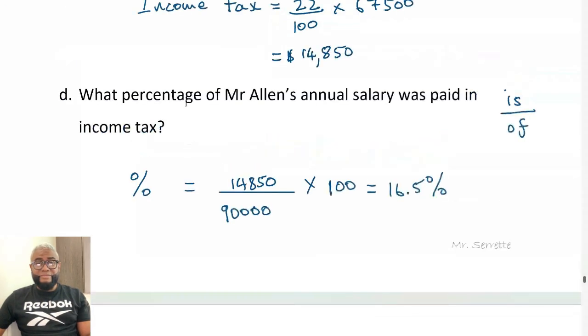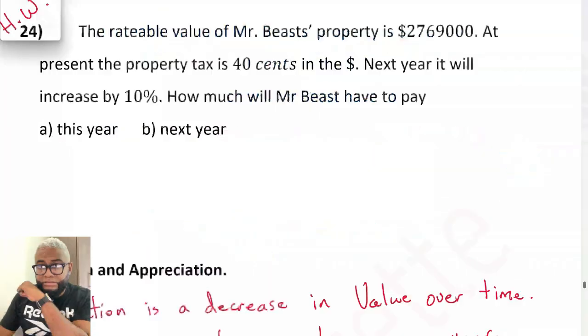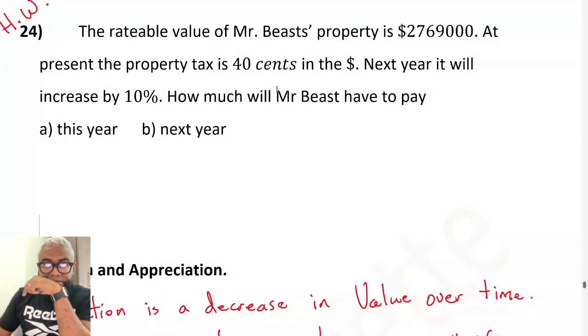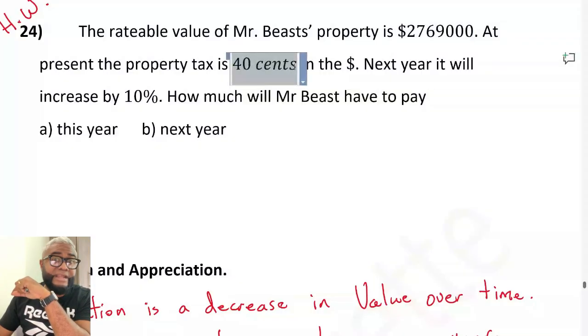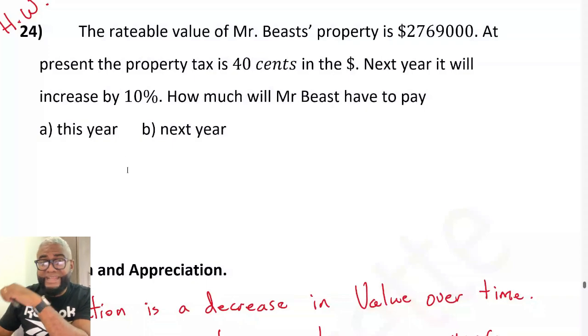I see some people writing, all right. 40 cents on the dollar, right? So it's 40 cents multiplied by this will give me the property tax, right? Next year, it will increase by 10%. So for the following year, this would increase by 10%, right? It becomes like a property tax percent, but they're writing it in cents, right? How much will Mr. Beast have to pay this year and then next year?